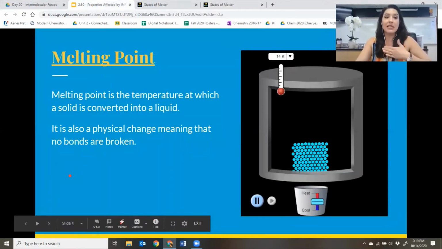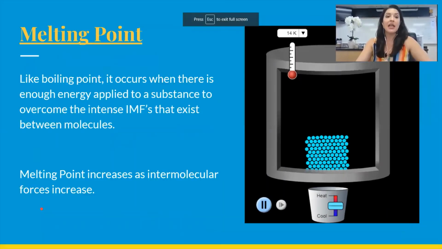So like I said, this is a physical change, meaning that no bonds are broken, no new substance is created. And like boiling point, melting point occurs when there's enough energy applied to a substance to overcome those intense intermolecular forces that occur in solid states of matter. Like boiling point, melting point also increases as intermolecular force increases. So molecules that are polar, that have dipole-dipole interactions, are going to have higher melting points than those with just London dispersion. And then ones that include intermolecular forces of hydrogen bonding will have the highest melting points relative to those with just dipole-dipole or London dispersion forces.